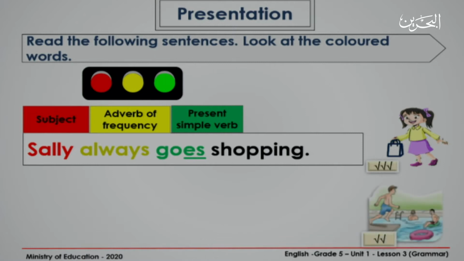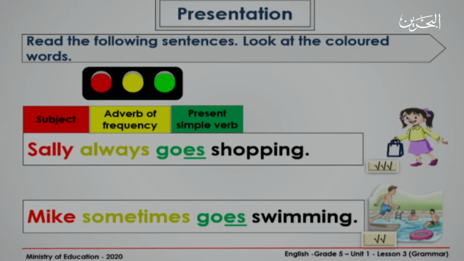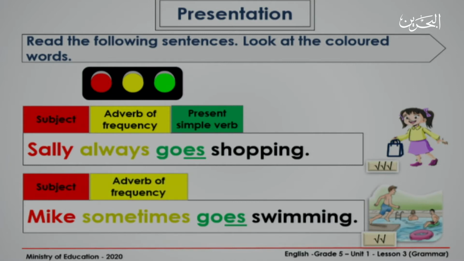Let's look at another example. Look at this picture. This time you have only two ticks. What does it mean? Which adverb is it? Sometimes. Excellent. Let's read the sentence. Mike sometimes goes swimming. So, what do we start the sentence with? We start it with the subject. The subject is Mike, or you can say he. And then, sometimes is the adverb of frequency. And then you have the verb in the present simple tense. And then you complete the sentence.